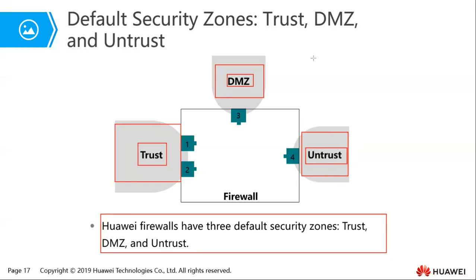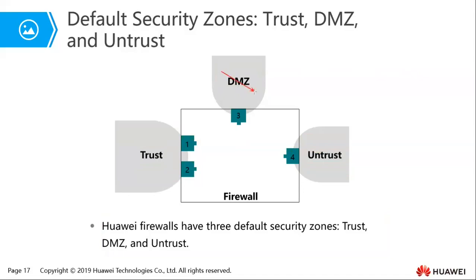So it is important to understand that when someone from your network wants to access the internet, for example, they'll have to move from the trust zone to the untrust zone. So we are going to see the implication of this. When someone from the internet wants to access your web server in the DMZ, for example, they have to move from the untrust zone to the DMZ.